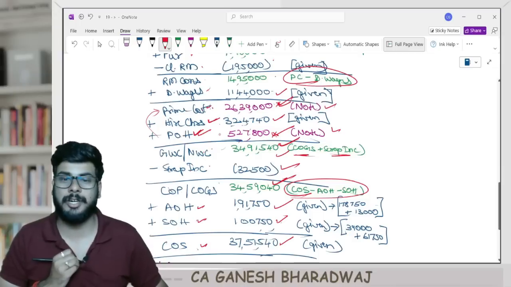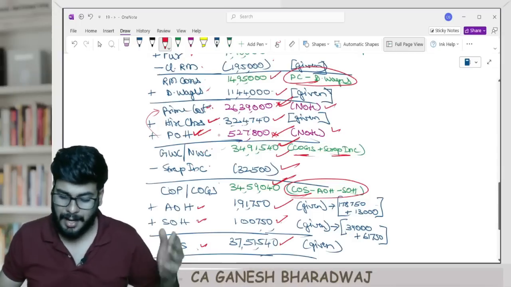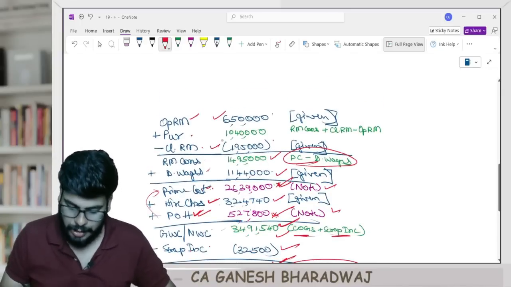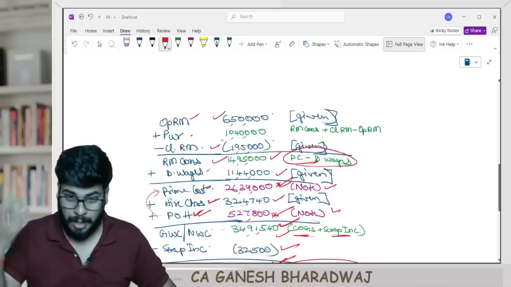That is what I mentioned here. Are you clear with this? You'll get this figure. And now finally, you have opening stock of raw material, you have closing stock of raw material, you have raw material consumed. Now it has been arrived at.